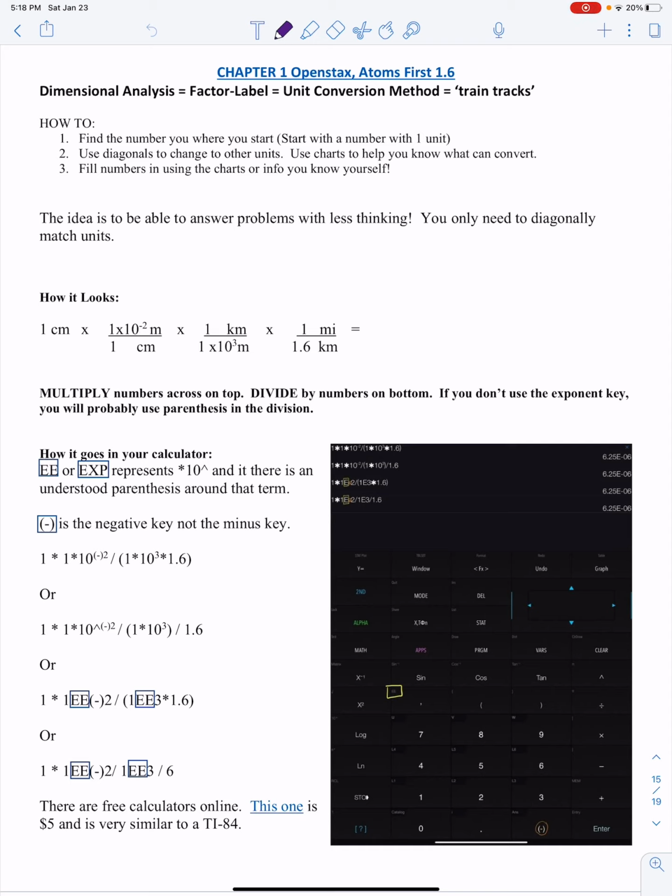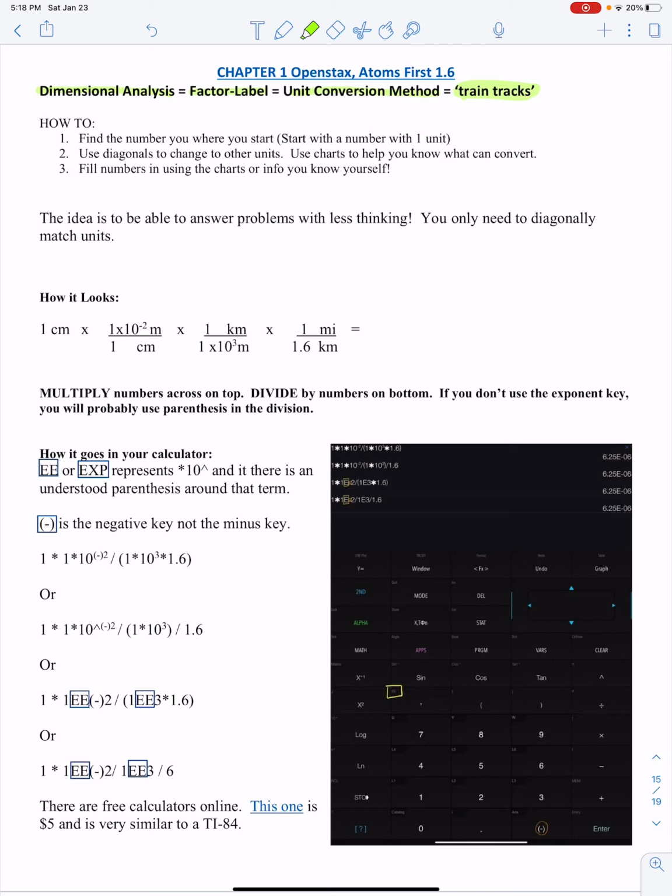So there's a lot of words for this. And if you've had chemistry before, I've got an example. The textbook calls it dimensional analysis. Other textbooks will call it factor label, unit conversion. You might see all of this terminology. I've even heard some people call it train tracks because it kind of looks like train tracks.